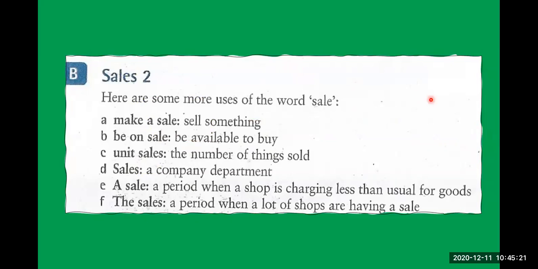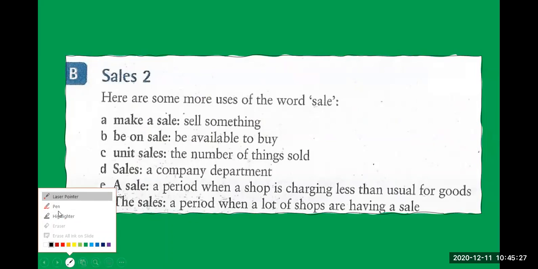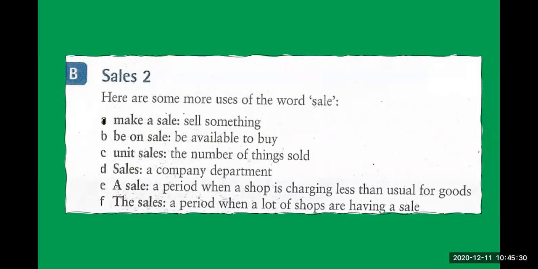Sales 2. Here are some more uses of the word sale. A. Make a sale, sell something. B. Be on sale, be available to buy. C. Unit sales, the number of things sold. D. Sales, a company department. E. A sale, a period when a shop is charging less than usual for goods. F. The sales, a period when a lot of shops are having a sale.